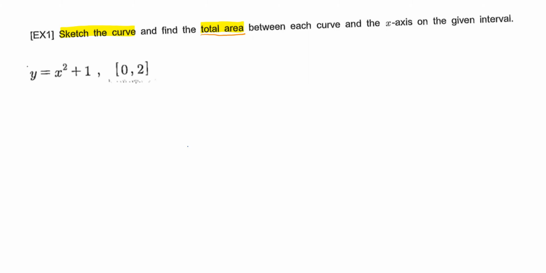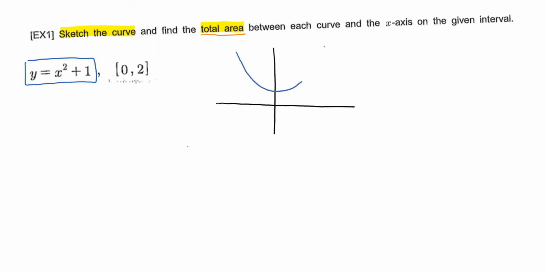1. For example number 1, I have a quadratic right here. So let's go ahead and do a simple sketch of the quadratic first. I don't need a very detailed graph of the quadratic, I just need a very basic sketch. So this is y equals x squared plus 1. And I want to find the total area between 0 and 2. So here is 0 and here is 2. And the area that we're looking for is this green area right there.